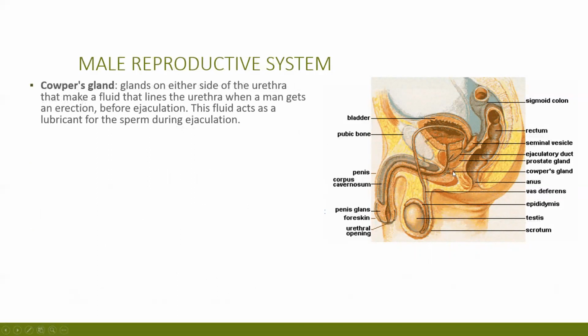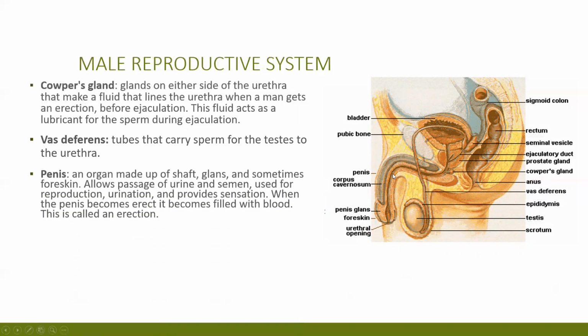The Cowper's gland, very small right here, are glands on either side of the urethra that make the fluid that lines the urethra when a man gets an erection before ejaculation. This fluid acts as a lubricant for the sperm during ejaculation. The vas deferens, as I mentioned, is this long tube that comes up through here. This tube carries sperm from the testes to the urethra.